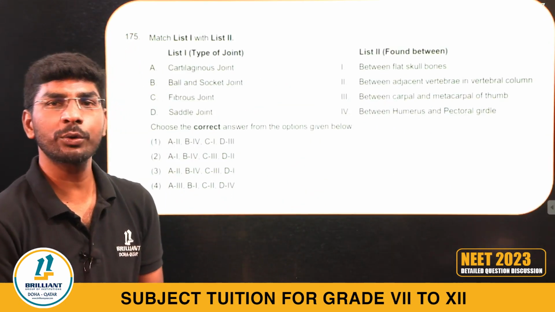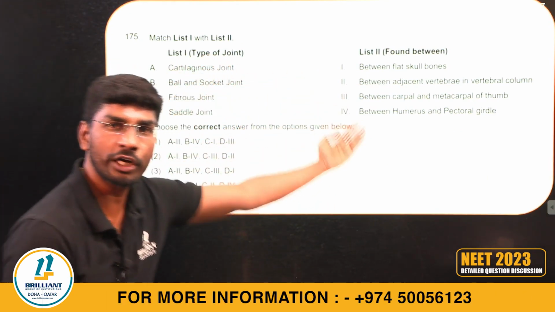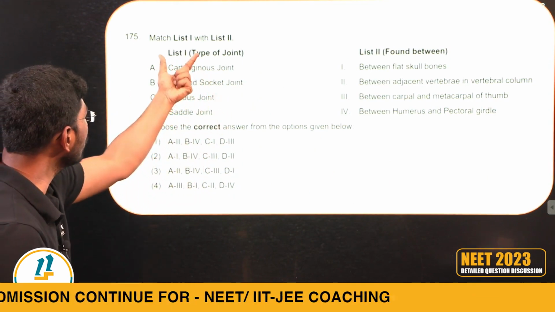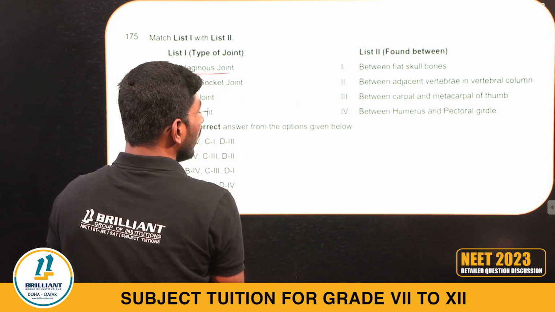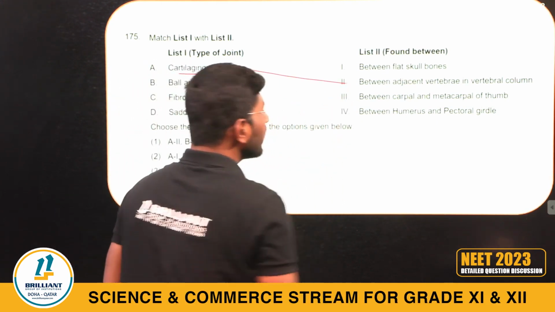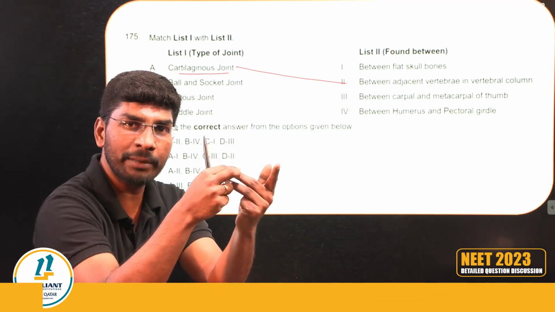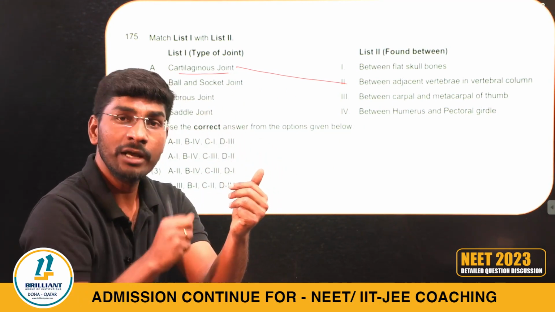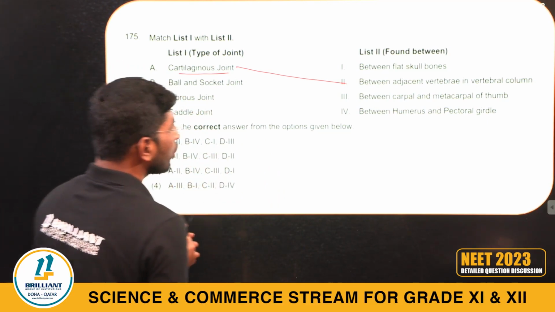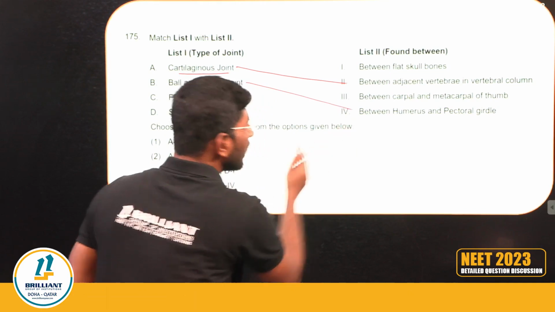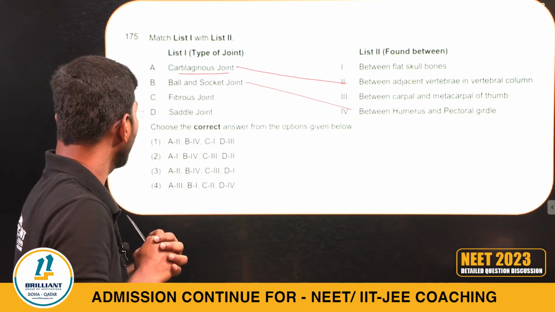Look at question 175. Different types of joints are given here, from the locomotion chapter, and their locations. They are asking you to find the correct matching. Cartilaginous joint between the adjacent vertebrae. Three types of joints are there: cartilaginous, fibrous, and synovial. Fibrous joints are immobile joints. Ball and socket joint, shall I go with between humerus and pectoral girdle? Humerus and pectoral girdle is a ball and socket joint.